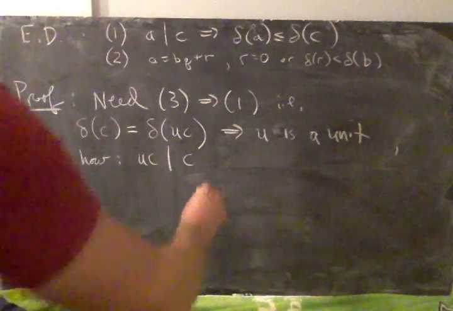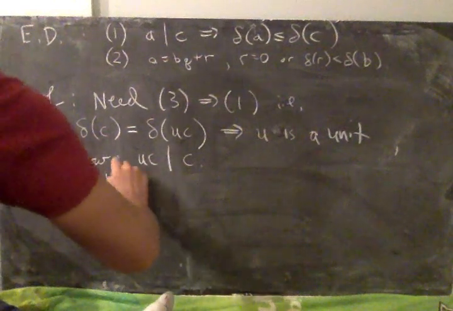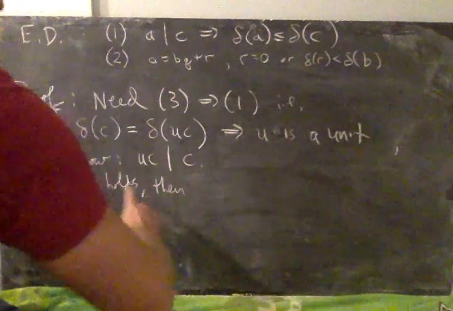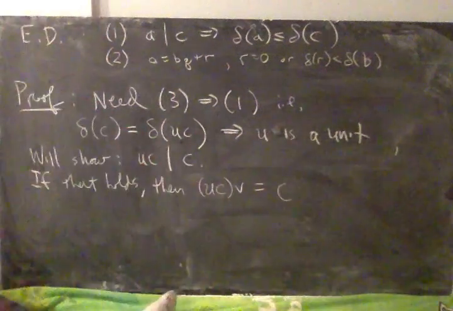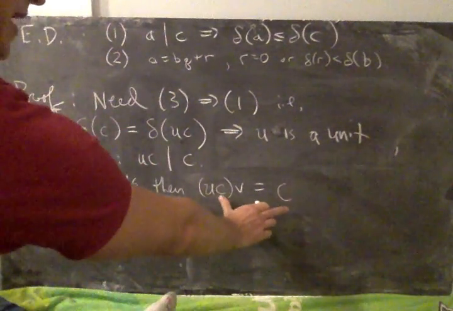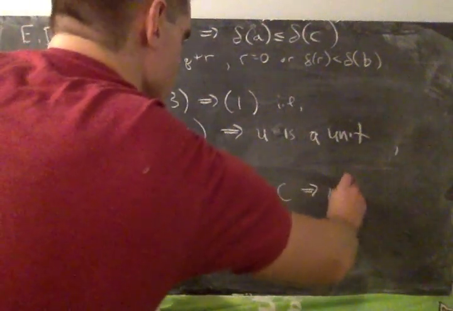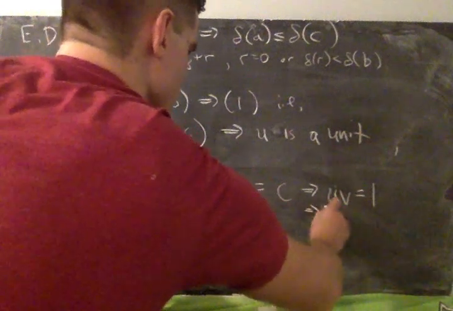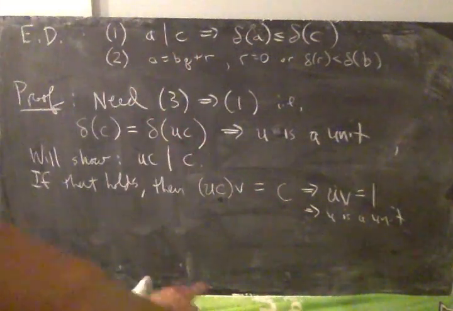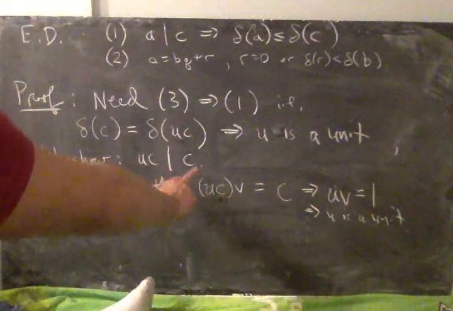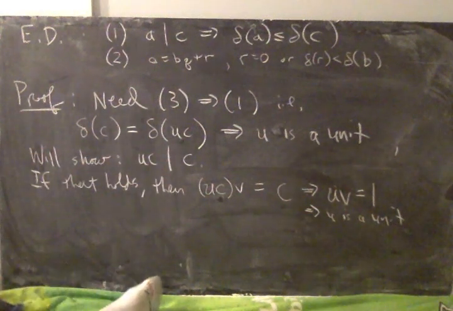If that holds, then UC times some V is equal to C. And because we have an integral domain, with no zero divisors, we can cancel the C's. That implies that UV equals 1, which implies that U is a unit. So what we've just shown is that if we can show that UC divides C, then we're done. It does follow that U is a unit.